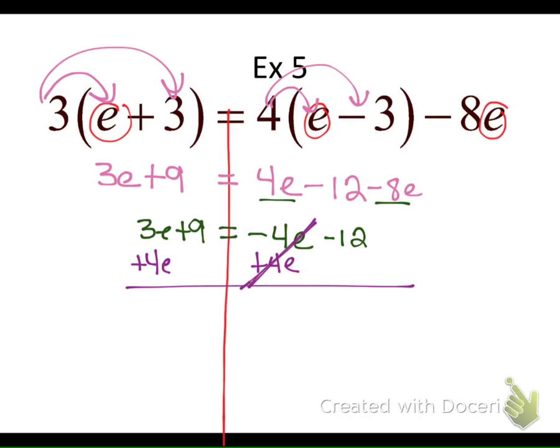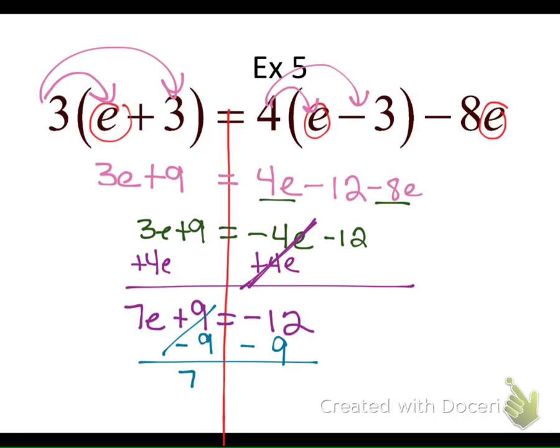So 3e plus 4e, what? That is 7e. What do I bring down? Plus 9 equals negative 12. And the last step? What do I do for the last? What's it called? Solve as usual. So, as Daisha said, because she's rocking this class, subtract negative 9.